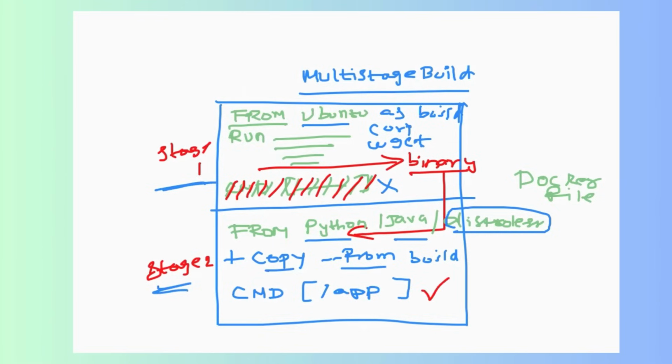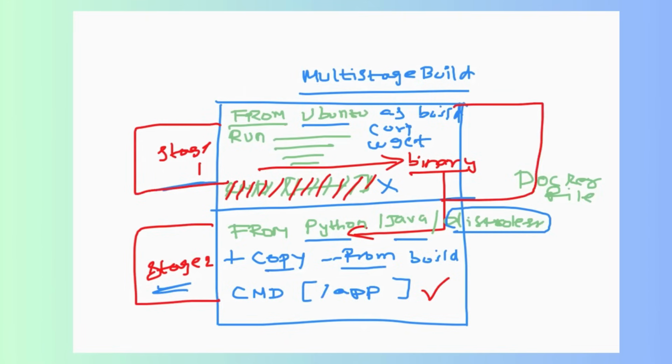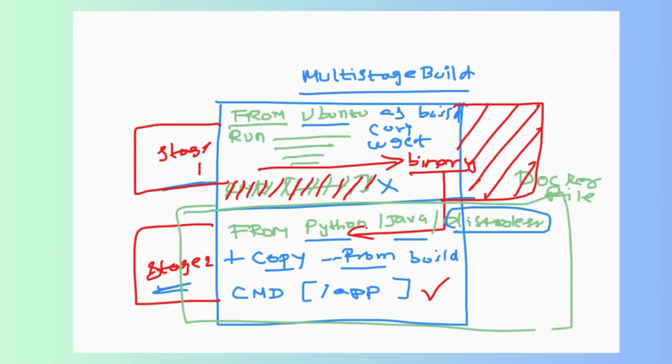Here you will not have entry point or CMD in the first stage, but in the final stage you will have the entry point or CMD. So what is the advantage with this? You have reduced your image size significantly. All this content will not be in your final image. This will be only part of your build image, and this will be your final image. So if you look at your final image, it will have only the Python runtime. It will have only the binary that you have built in your build stage and just the executable.